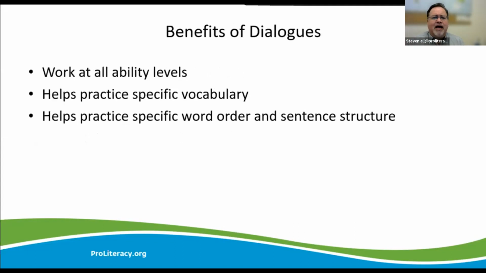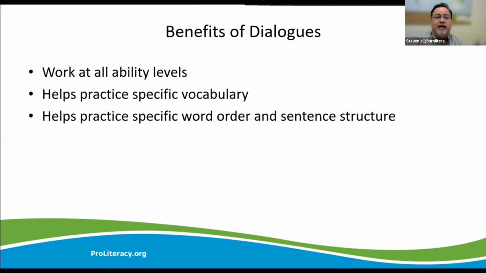The benefits of the dialogue is they work at every level. Some of the other methods are going to work a lot better whenever you're working with intermediate or higher level students. But dialogues, those can work with even basic level students. It allows everyone to get to participate. This is a great way to work on very specific vocabulary and specific word order and sentence structure.